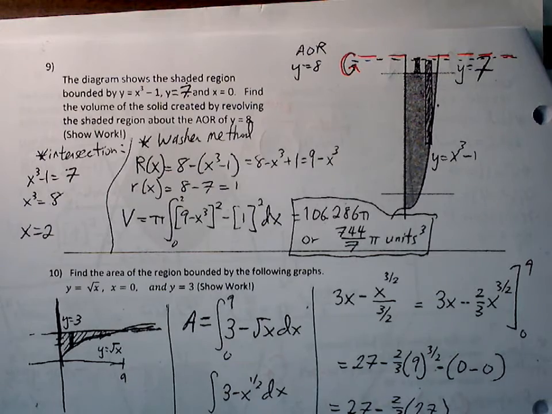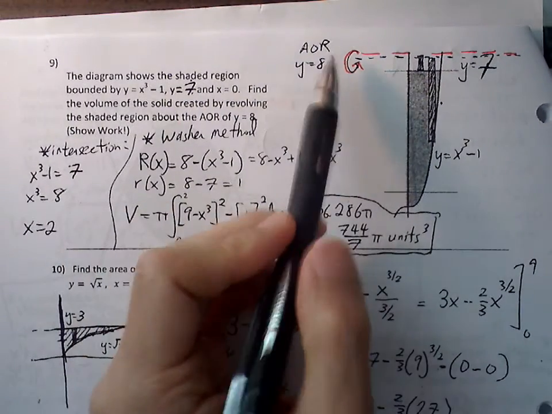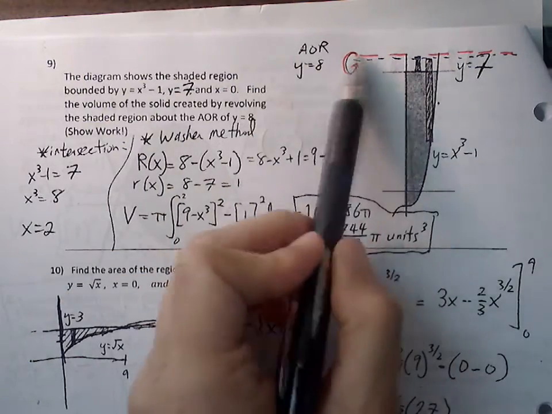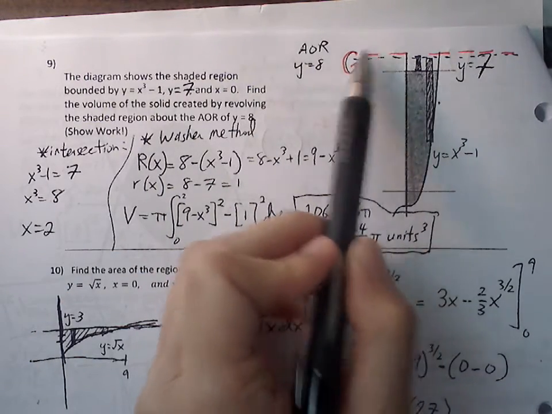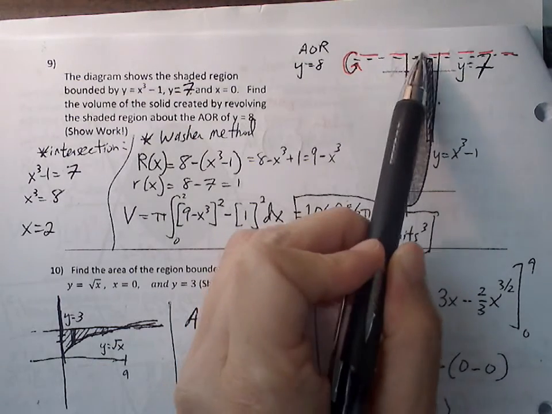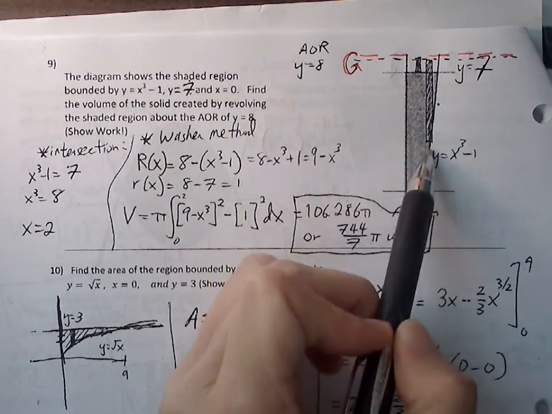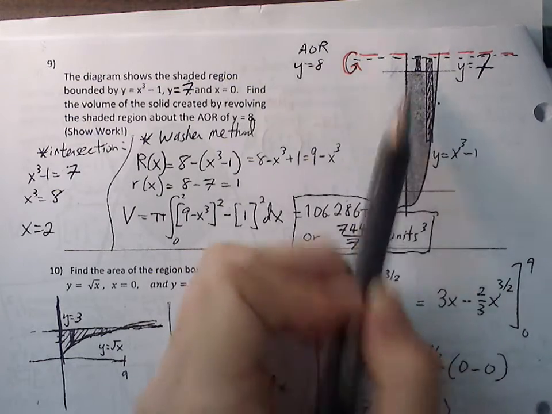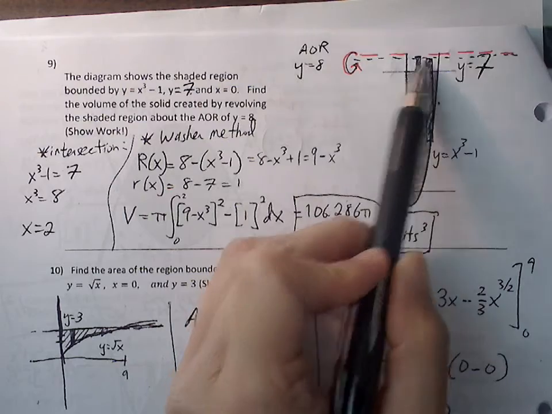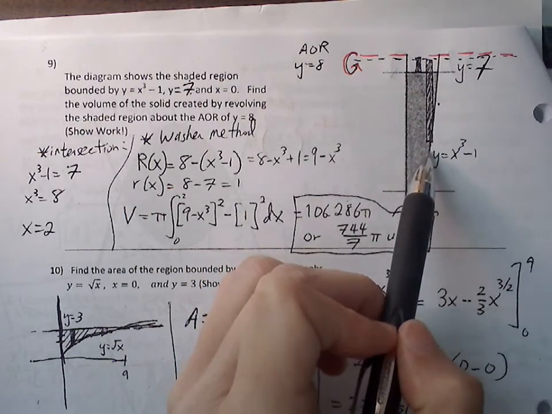All right, number 9, same shaded region as before, but notice that our axis of revolution is at 8. Because of that, there's now this gap between this dotted line and the shaded region, so we have to draw 2 radii, one that extends from the axis to the further boundary, and then one that extends from the axis to the closer boundary. So big R is the one that's longer.